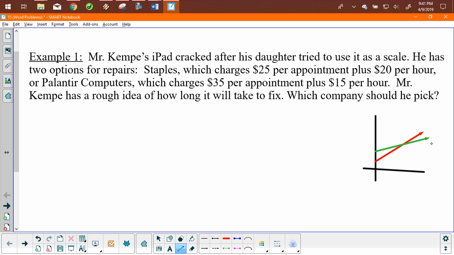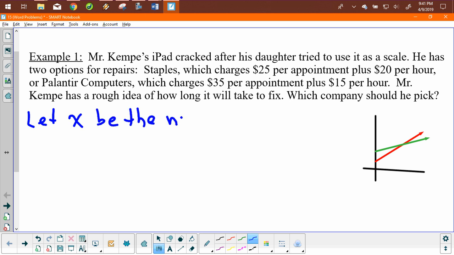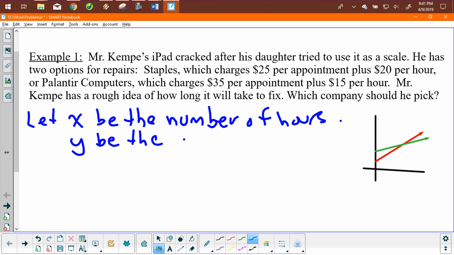So to do this the equation way, we're going to set up two equations with the information I have here. Okay, so we'll start with a let statement. Okay, and it's always good form to use a let statement. Okay, so we're going to say let x be the number of hours, okay, and y be the cost. Okay.